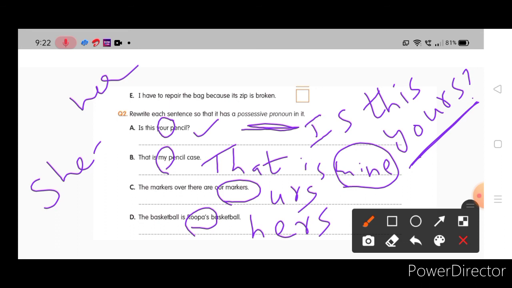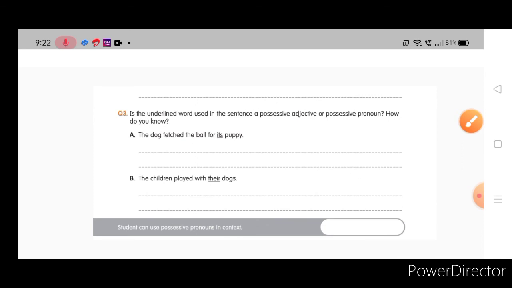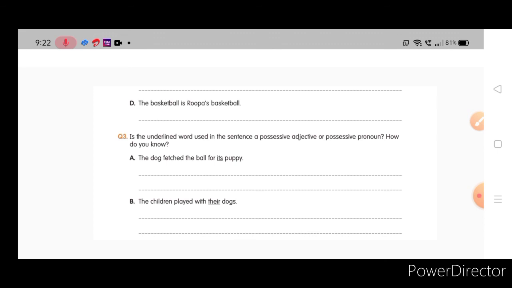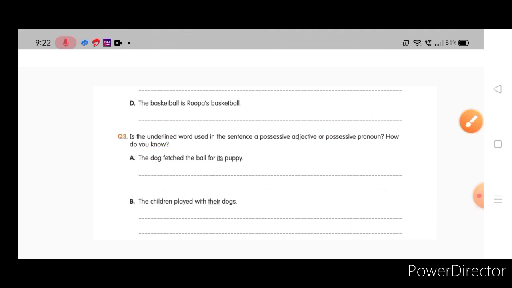Okay. So in the same manner, let us see the next question. Is the underlined word used in the sentence a possessive adjective or a possessive pronoun? How do you know? This is a little bit interesting. See, the dog fetched the ball for its puppy. So, its is the underlined word.